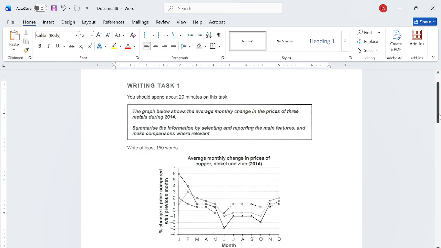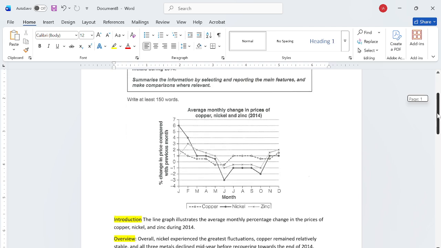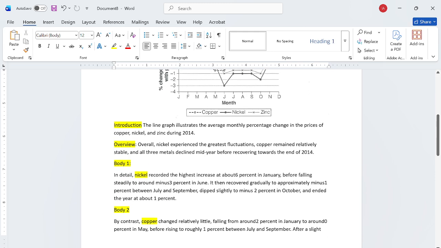So instead of saying "the graph below shows," we can say the line graph illustrates the average monthly percentage change in the price of nickel and zinc during 2014. I have written this introduction. The line graph illustrates the average monthly percentage change in the price of copper, nickel, and zinc during 2014.